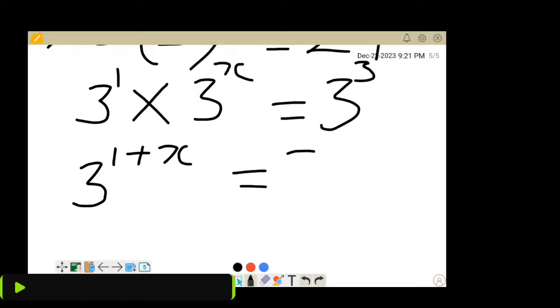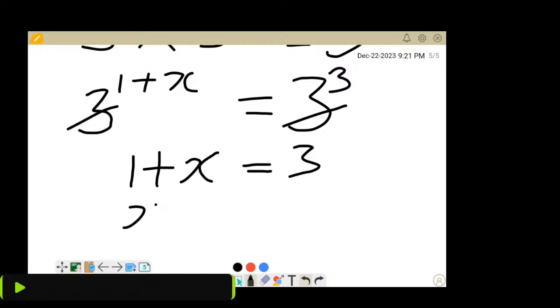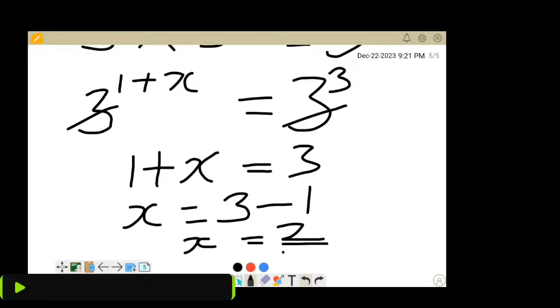Equate that to 3 raised to the power 3. So we can equate the power now. Taking this away with this, we equate the power by having 1 plus x equal to 3, and that will give us x equal to 3 minus 1, which gives us x equal to 2, and that's the answer to that equation. We can proceed to have as many examples as possible.